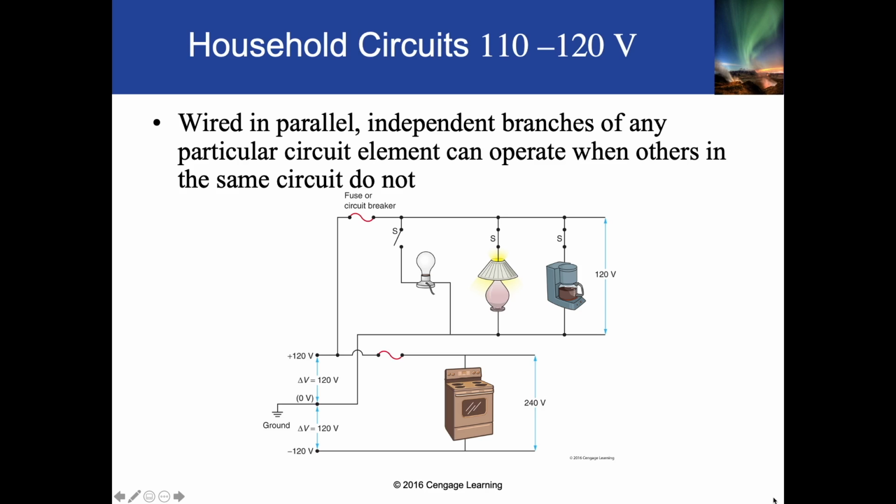And then, as I was saying before, your bigger appliances that require a lot of heat, like your ovens and your hot water heaters and your dryers, your clothes dryers, they all run on 240 volts, when the vast majority of all your home appliances run at 120 volts. Okay.